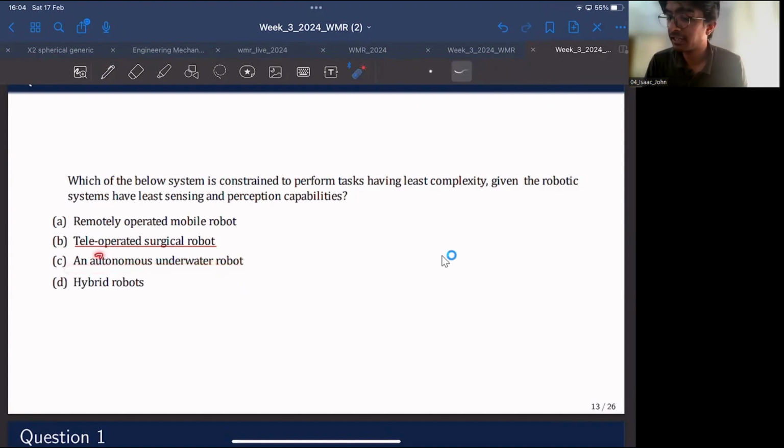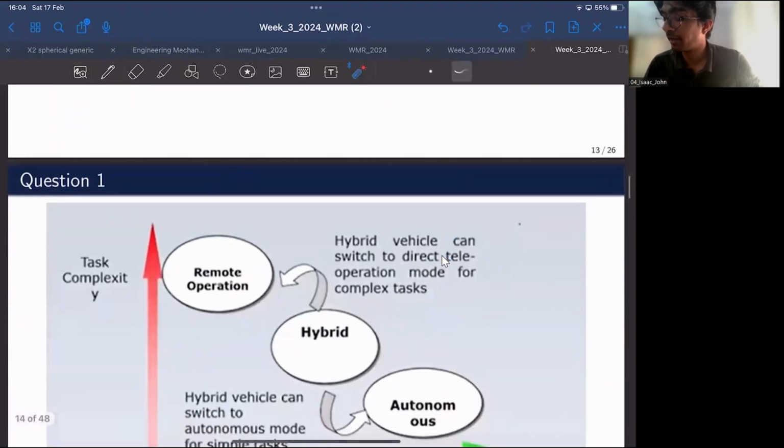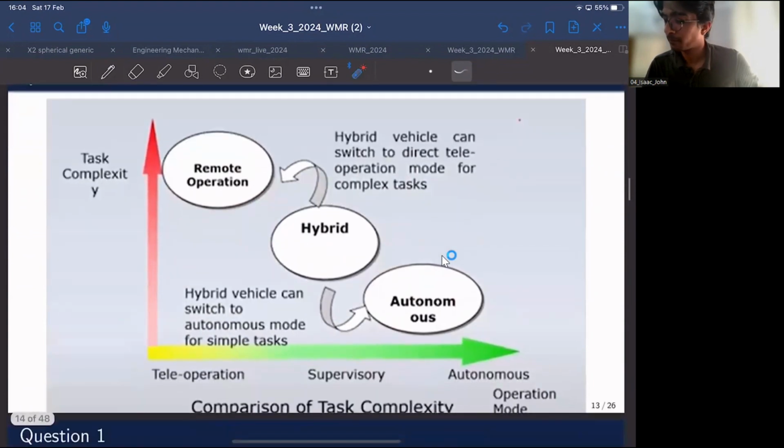So the name itself says it is autonomous, and due to the fact that it is autonomous, it will have to have some sort of sensing and perception capabilities, because it will be deployed in an unconstrained environment. So it will have some level of sensing and perception capabilities. And hybrid robots, as you can see, come somewhere in between remote and autonomous robots.